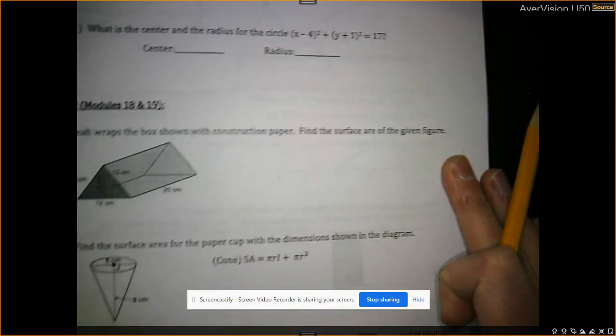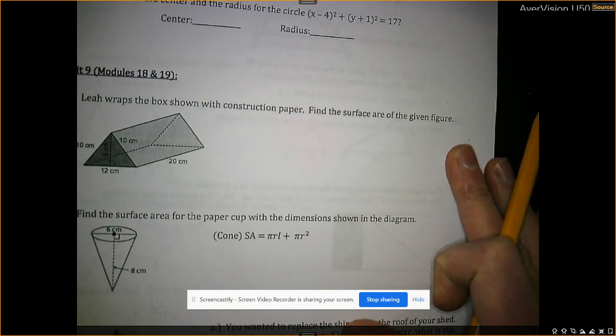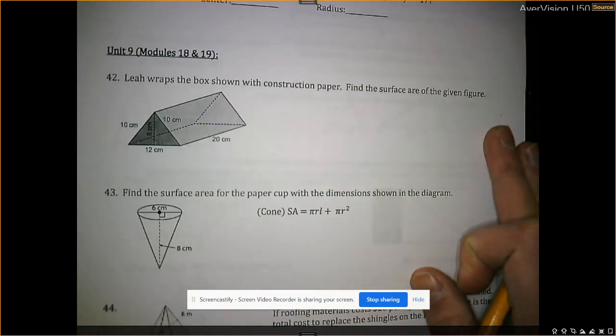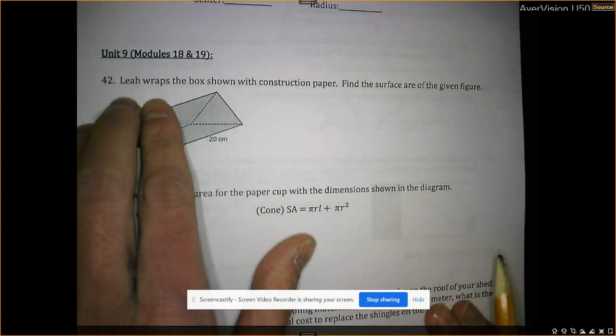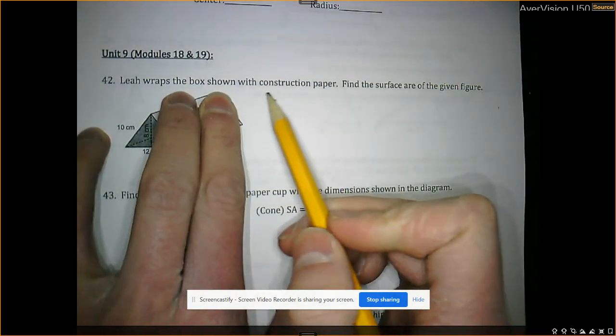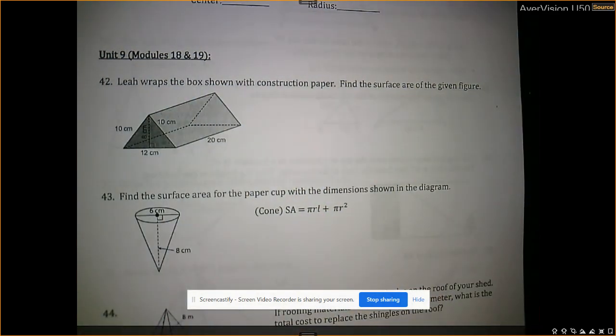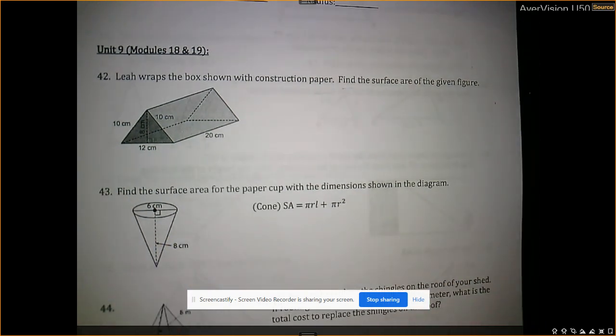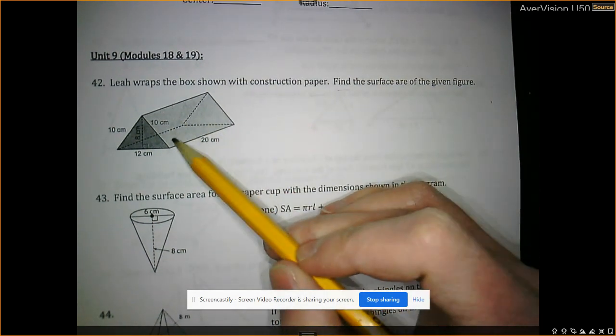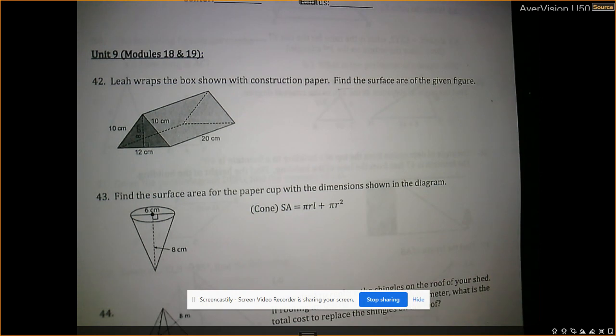Okay, so we'll start in Unit 9 because this is what I saw most people doing. If we're talking about Leah wrapping the box shown with construction paper, well, like I said, when you're wrapping something, that's the surface area. And then it even says, find the surface area of the given figure. So we have a triangular prism here. So we just need to find the area of all of the faces and add them up.